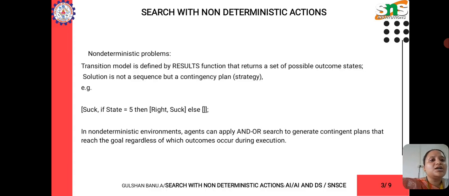Now, in these non-deterministic problems, we have a certain process called the transition model. Okay, the transition model is defined by the result function that returns a set of possible outcome states. The solution for this non-deterministic problem can be a strategy plan which is being determined. Like, say for example, in the next videos, I will tell you how this search with non-deterministic action is actually being implemented. Okay, in a non-deterministic environment, agents can apply AND-OR search to generate the contingent plans that reach the goal regardless of which outcomes occur during the execution.